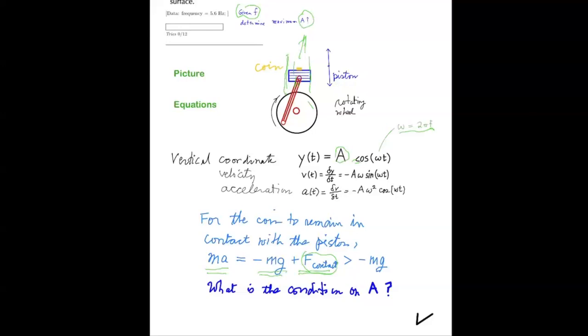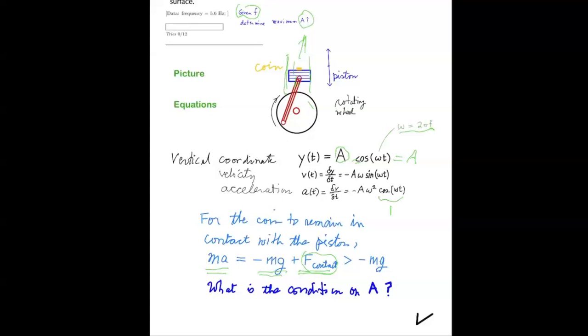Now the m's will cancel. And we put in here the acceleration, which will be minus A omega squared. And when it's at its maximum, cosine omega t will be 1. So when y is equal to A, giving the maximum upward displacement, then cosine omega t is 1. So omega t is 0, 2 pi, 4 pi, 6 pi, and so on. So the acceleration will be minus A omega squared.